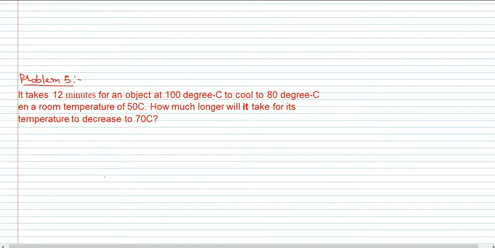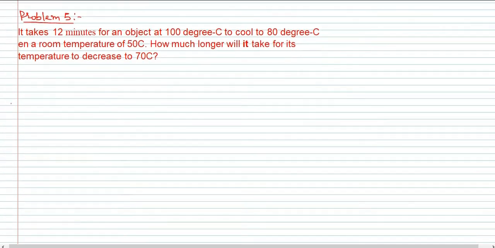Okay, now we have the last problem, I guess. Okay, let's first read the problem. It takes 12 minutes for an object at 100 degrees centigrade to cool to 80 degrees centigrade at room temperature of 50 degrees centigrade. Now what is it saying? It's saying it's taking 12 minutes for an object to go from 100 degrees centigrade to 80 degrees centigrade.